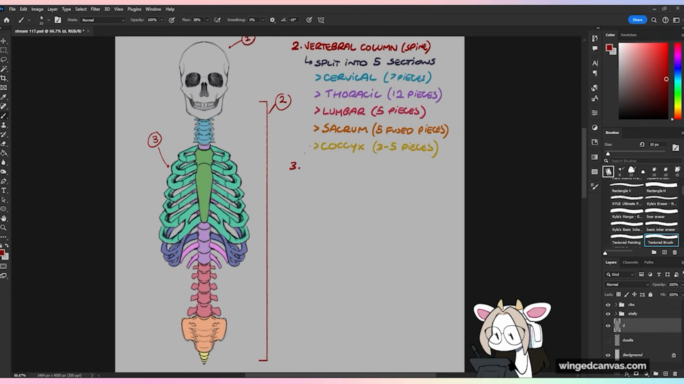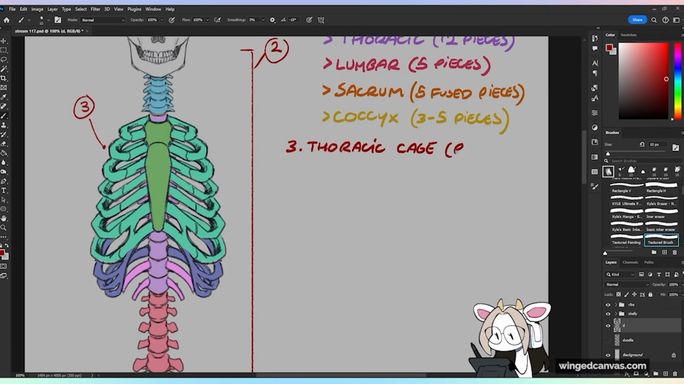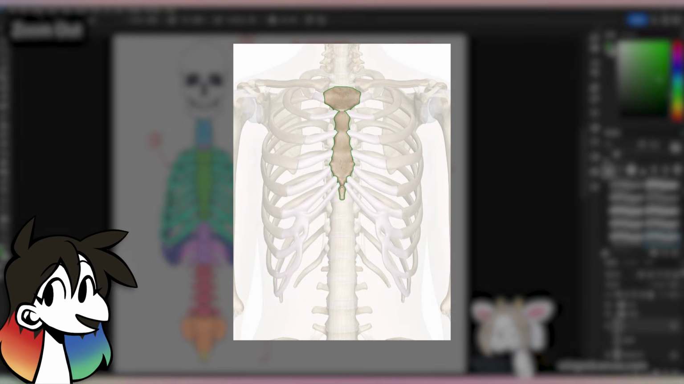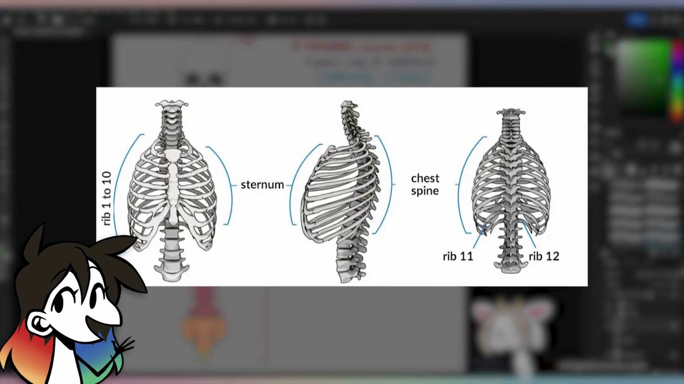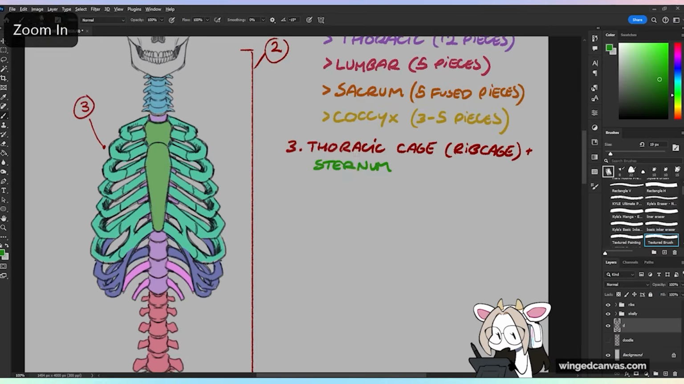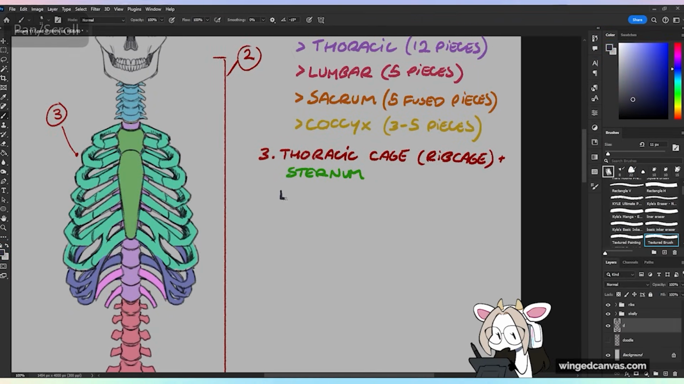This is your thoracic cage, or your rib cage, plus your sternum, which is this funny little green thing in the center here. So your sternum is that center guy right there. The sternum is the thing in the center that holds it all in place. But your thoracic cage, your rib cage, we have 12 pairs of ribs. So 24 ribs in total.